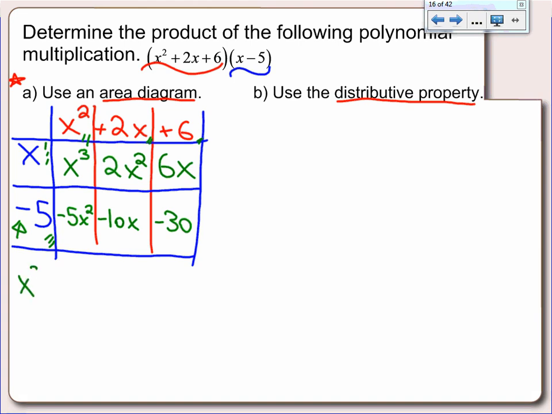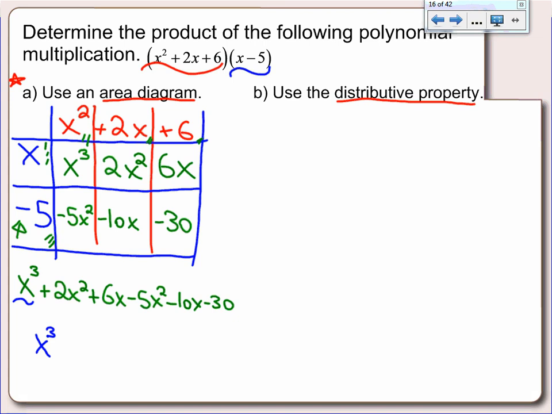So you want to write all of that out as if it's a polynomial. So x cubed plus 2x squared plus 6x minus 5x squared minus 10x minus 30. So I've used up all of those green things in the middle. Our last step is to collect our like terms. So, x cubes can only go with other x cubes. Since that's the only one, we write it x cubed.